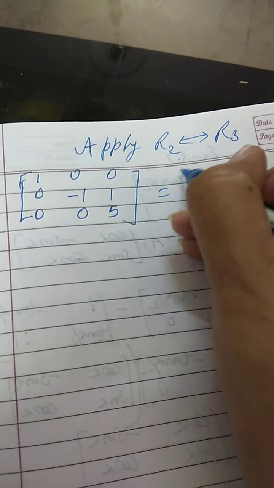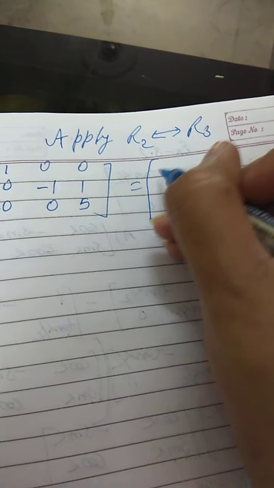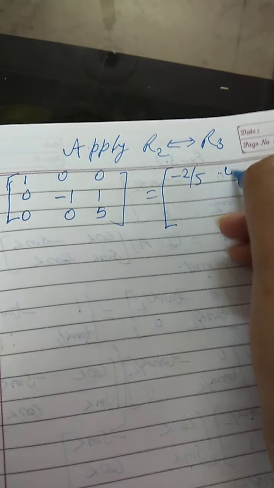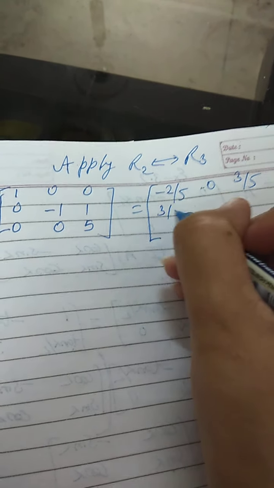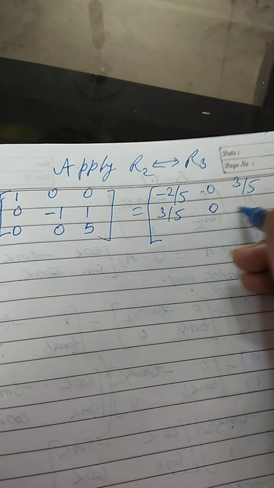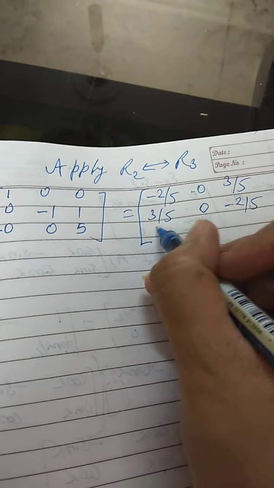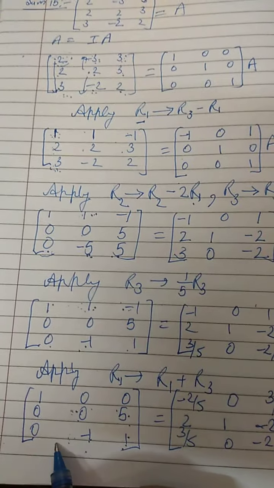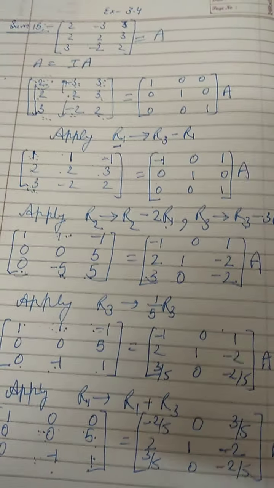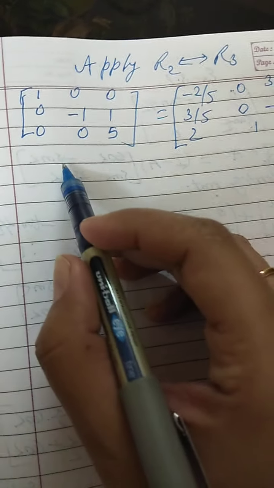Okay. Same interchange will come here also. There is no change in R1, so minus 2 by 5, 0, 3 by 5. R2 interchange R3 we have done, so here it will become 3 by 5, 0, minus 2 by 5, and here will come 2, 1, minus 2, and this A will remain as such. Let me show you here. So R2 interchange R3 we have done, and this is our new matrix in the left hand side as well as new matrix in the right hand side.